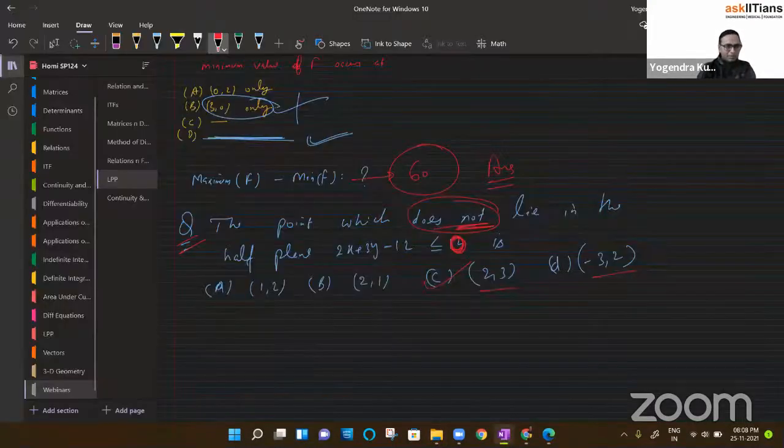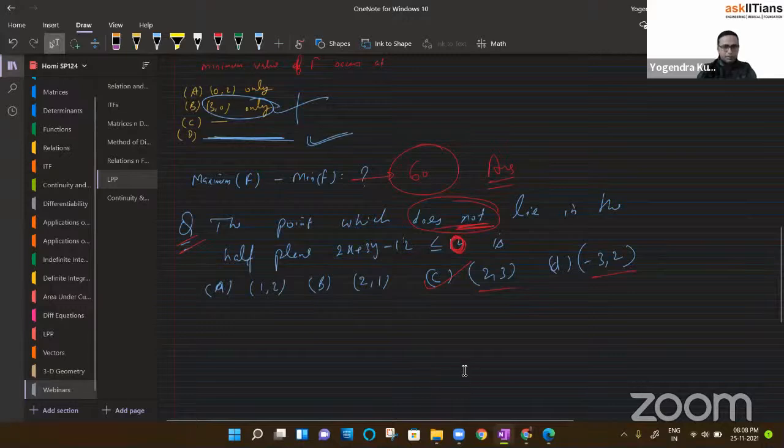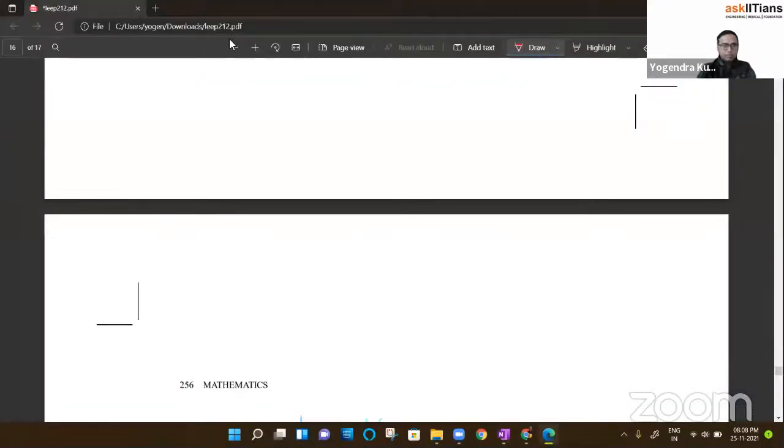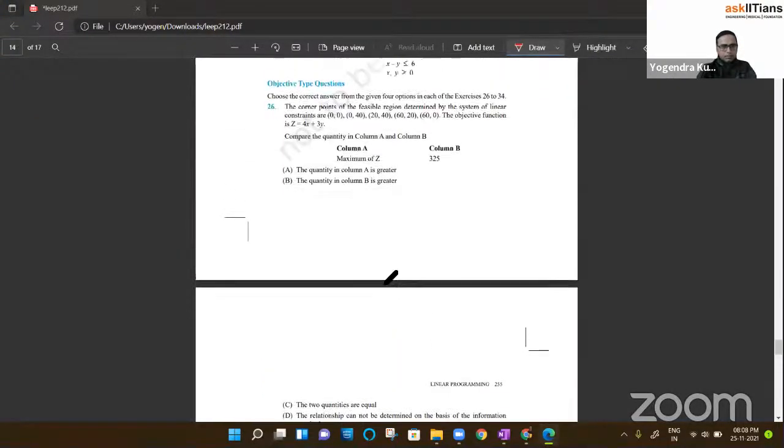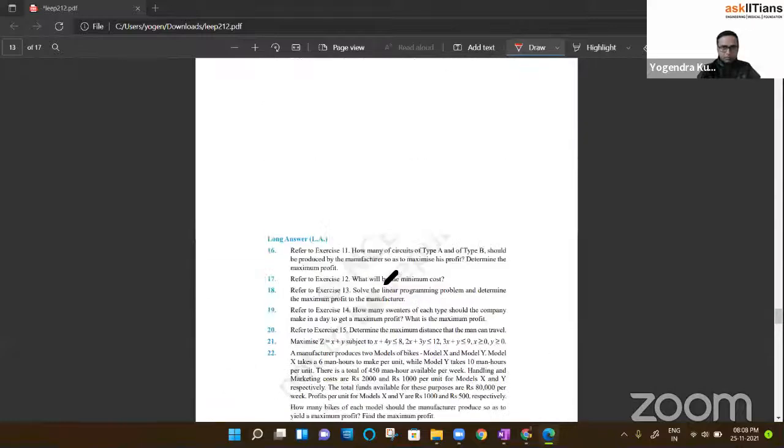Can you explain when the minimum doesn't exist for the unbound region, like how to check it? Okay, 1 second. I'll take it with the example only, I'll explain. Okay, so I'll check that. Let me give you one question based on that, 1 second. I think it was there. I've seen that question, but I'm not able to figure it out.